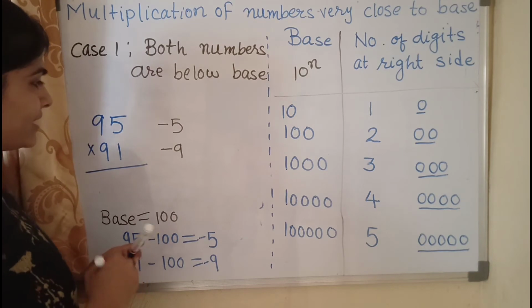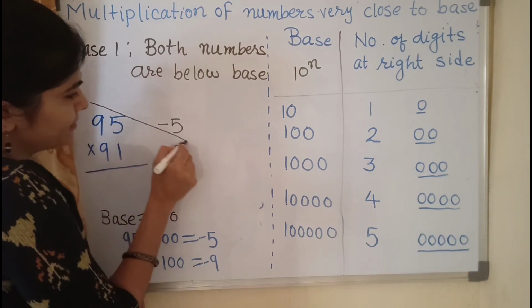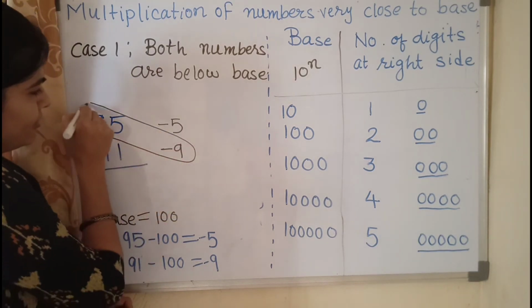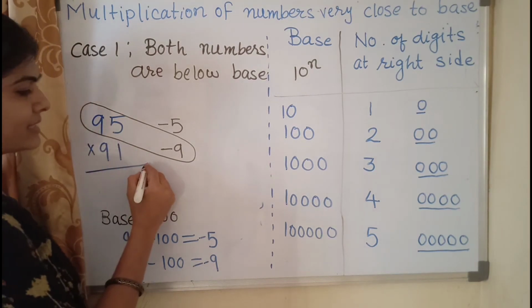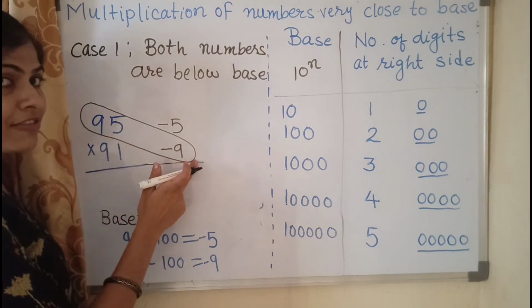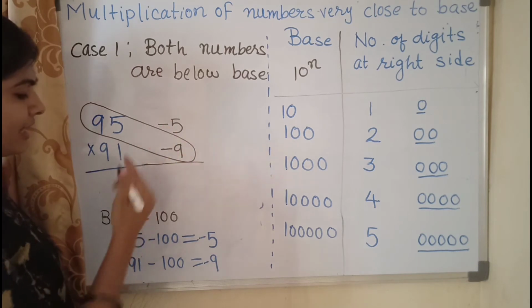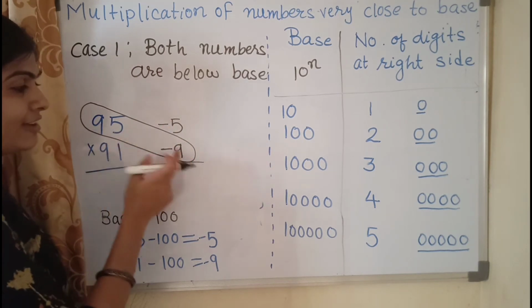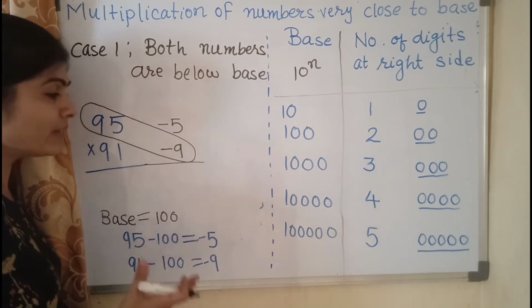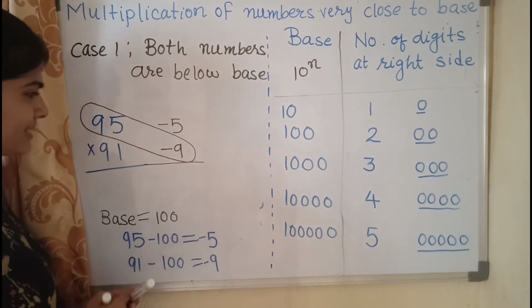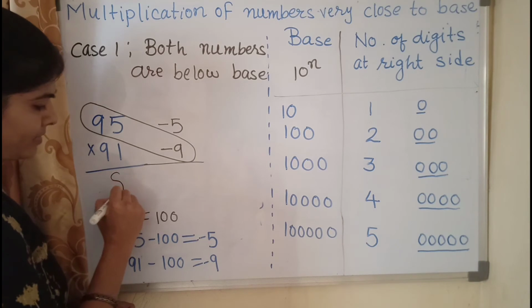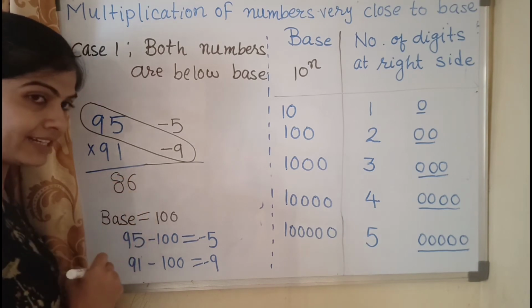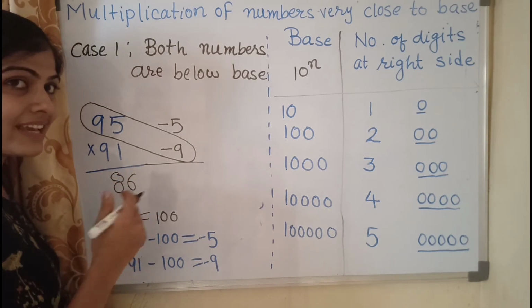Now what is the next step? What are these two numbers? The two numbers are 95 and 9. So what should you do? You should do 95 minus 9. 95 minus 9 is how much? It is 86, right? So my answer is 86.